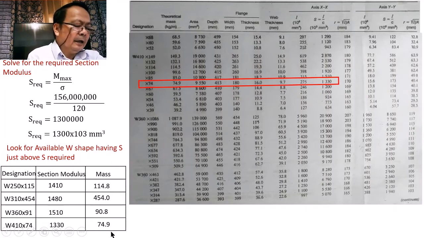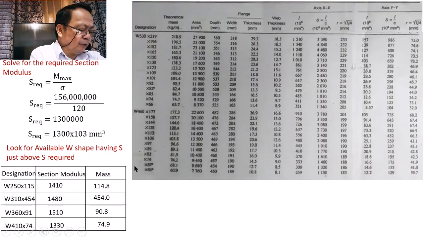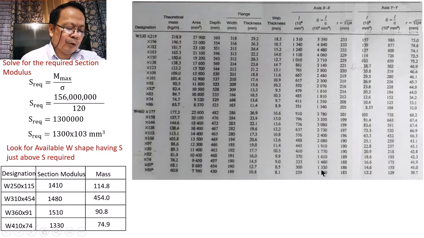Diba? At mapapansin natin, okay, sa next higher group, baka meron pa sa mas malaki. Puntahan natin yung mas malaki. 460 tayo ngayon. Diba? 410, 460. Itong palaki. Ang available is this one, 1,320. Diba? So, kunin natin itong 1,320.